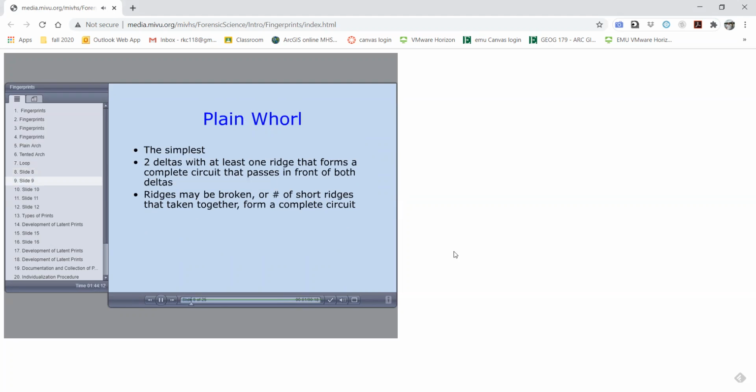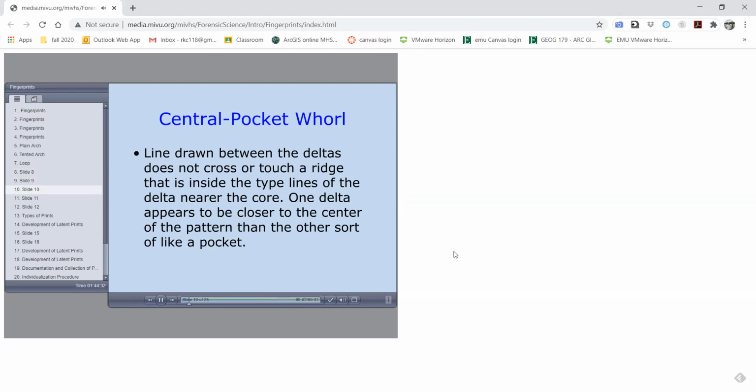The plain whorl is the simplest. It has 2 deltas with at least one ridge that forms a complete circuit and passes in front of both deltas. Again, remember, deltas are like you see in a river, and the ridges may be broken, or a number of short ridges that are taken together form a complete circuit. Now a central pocket whorl, if a line is drawn between the deltas, does not cross or touch a ridge that is inside the type lines of the delta near the core. One delta appears to be closer to the center of the pattern than the other, sort of like a pocket.